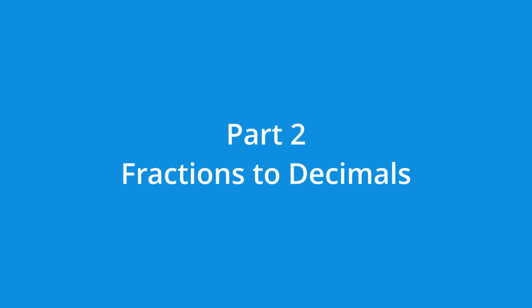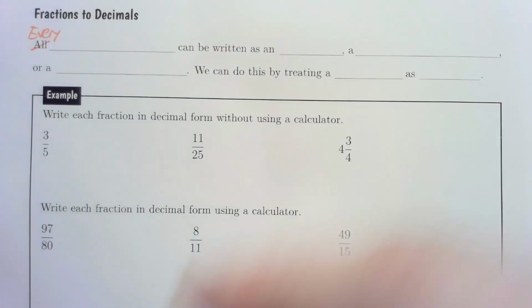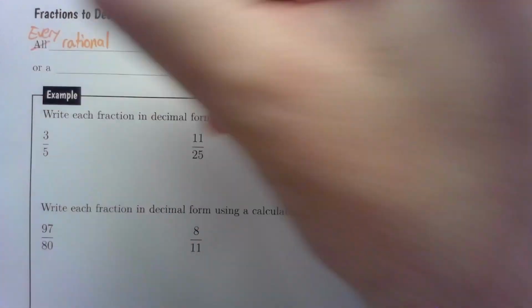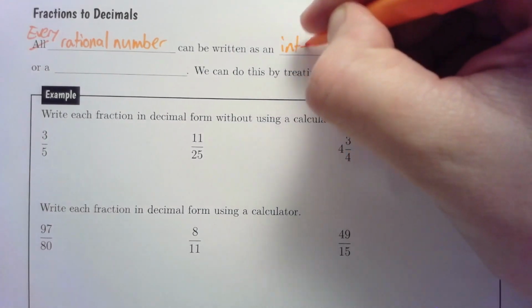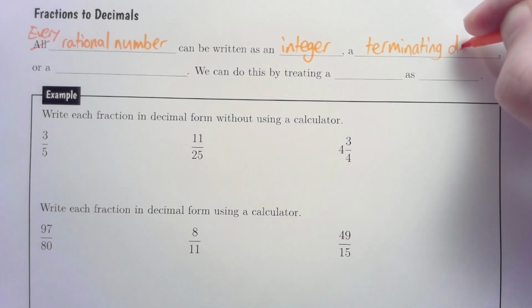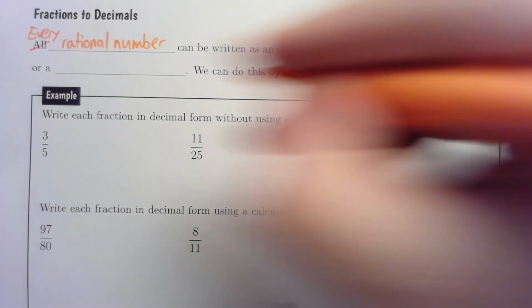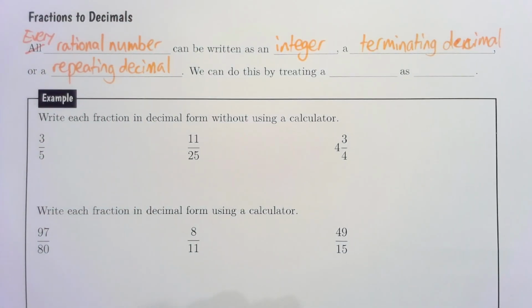Converting fractions to decimals. In an earlier lesson, we saw that every integer, every terminating decimal, and every repeating decimal is a rational number. Well, it turns out every rational number is one of these three: an integer, a terminating decimal, or a repeating decimal. As an aside, this does not include every single type of number. There are numbers that don't terminate, so their digits keep going on without end, but they don't have a repeating pattern. But we'll look at those in a future lesson.